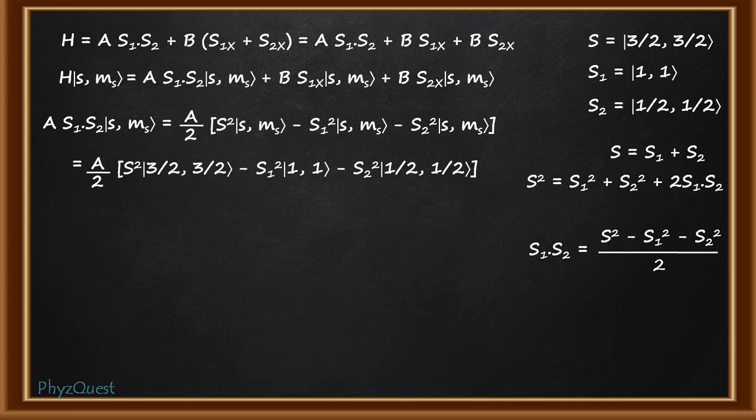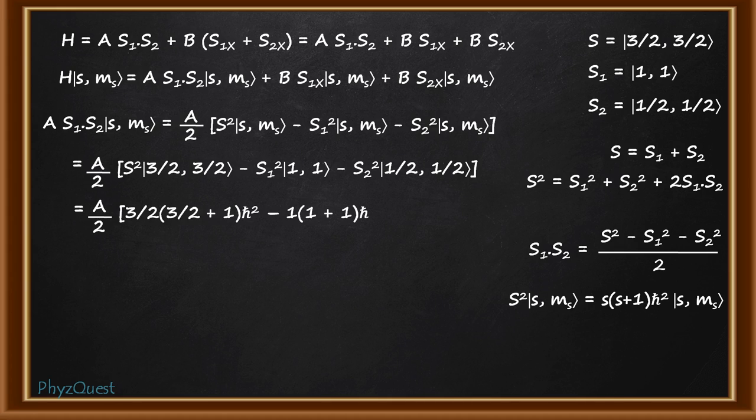As I mentioned, we have to use the formula S² |s, ms⟩ = s(s+1) ħ² |s, ms⟩. Now in the first term, this expression we will write as a by 2. The first term, s is 3 by 2, so this will be 3/2 into (3/2 + 1) ħ². The second one is minus 1 into (1 + 1) ħ², and the last one, s is half, so minus 1/2 into (1/2 + 1) ħ².